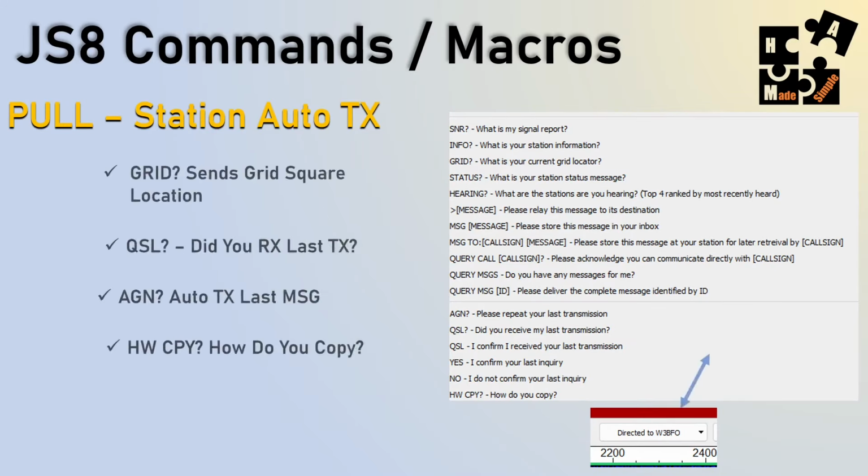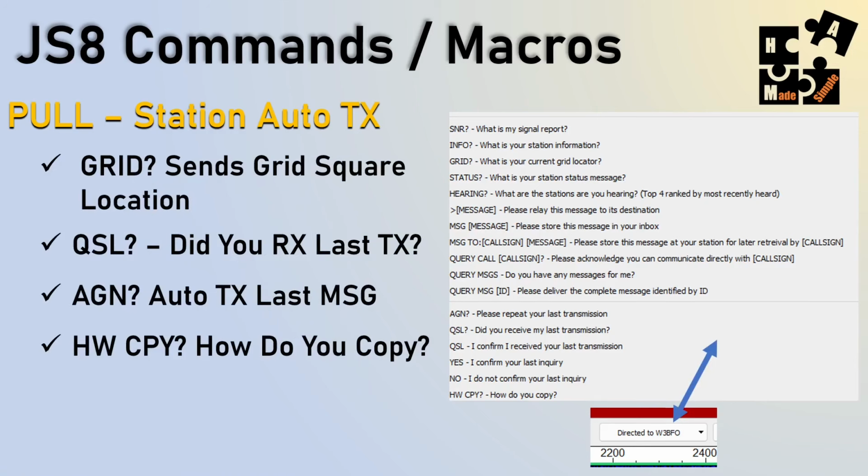But remember, there are multiple ways to do this. If I'm trying to pull information, I can select the call sign and go to directed to, which was in the last video at the bottom. Once I hit the directed to button with a selected call sign, I can pull their SNR, their info, their grid, their status in here. I can ask, did you receive my last transmission? This is all in here. So a question mark is a pull.